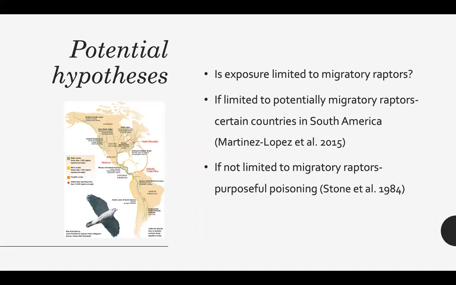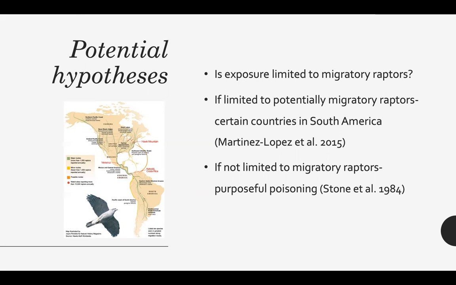As for potential hypotheses, one goal of this study was to determine if exposure is limited to migratory raptors. This is because if it is limited to potentially migratory raptors, they could have been coming into contact with organochlorines in certain countries in South America that have not yet banned all organochlorines. This could happen by them storing the organochlorines in their fat and then metabolizing it when flying back to the US, which could be why they're presenting in the US.